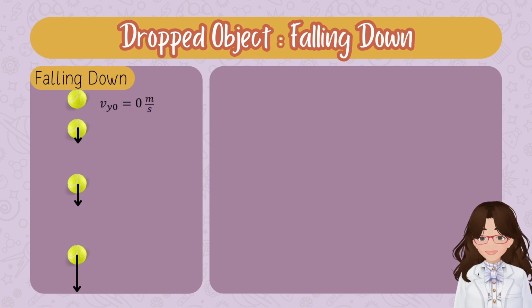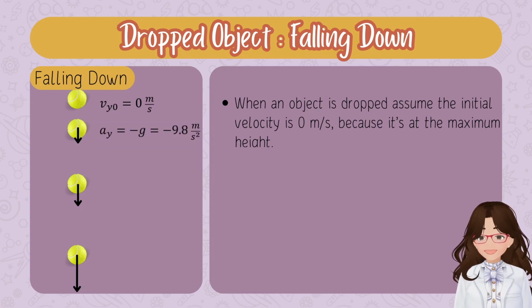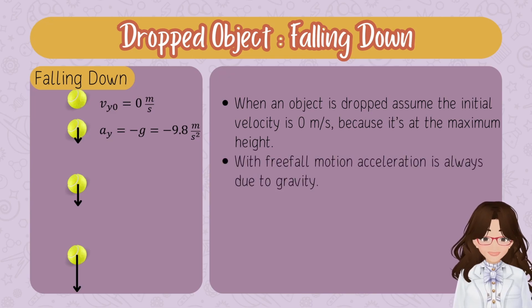The first thing is that when an object is being dropped, its initial velocity is going to be zero unless stated otherwise, right? We're always going to assume it's zero, and this is because it's located at the maximum height. We also know because the object is in free fall, the acceleration is going to be due to gravity, that negative 9.8.